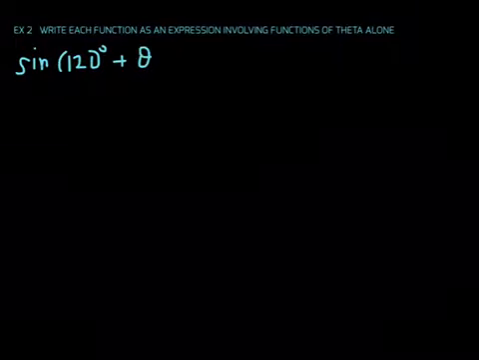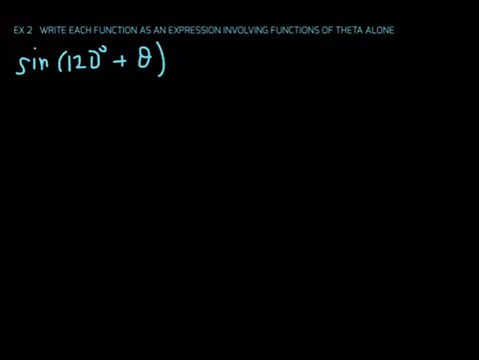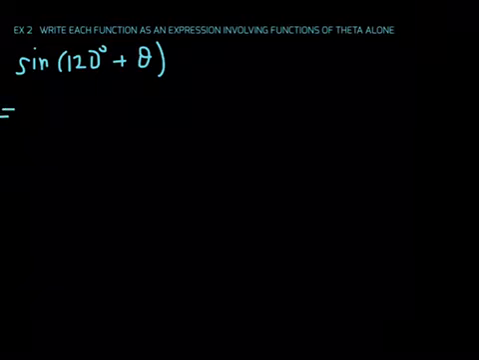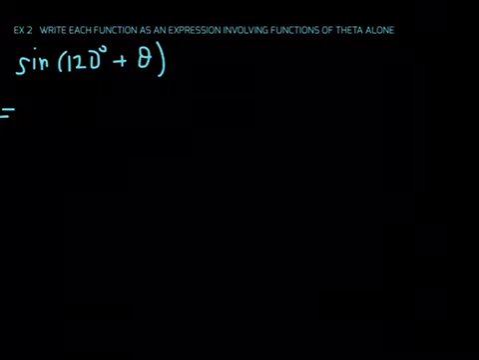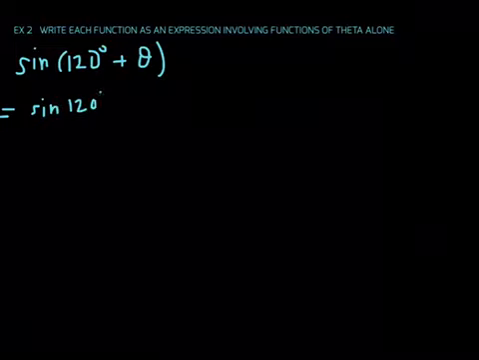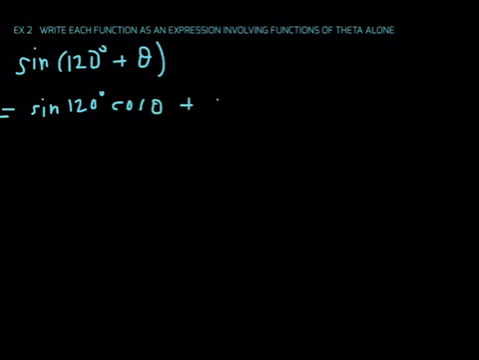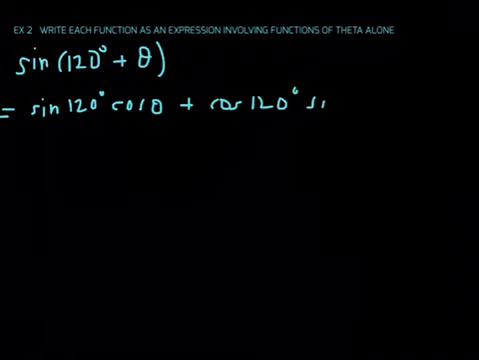Okay, now folks, we know that this is a sum, right? So by the sum, I don't know if you need a peek in your notes. If you do, that's fine. But use the sum identity to expand this. All right, the sum identity for sine is sine of 120 degrees cosine of theta plus cosine of 120 degrees sine of theta.